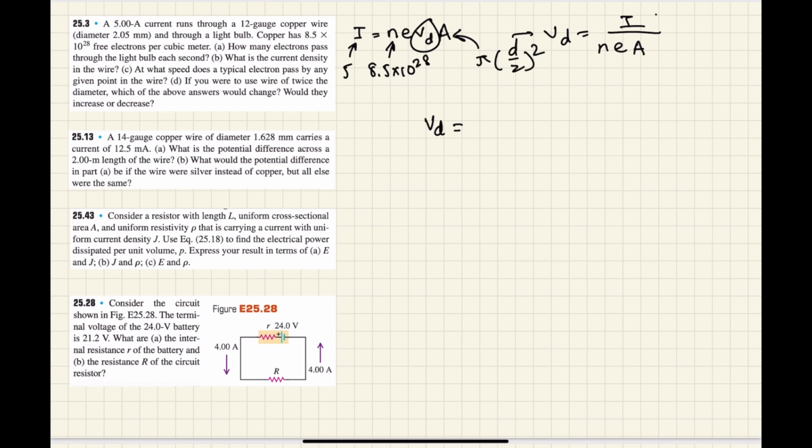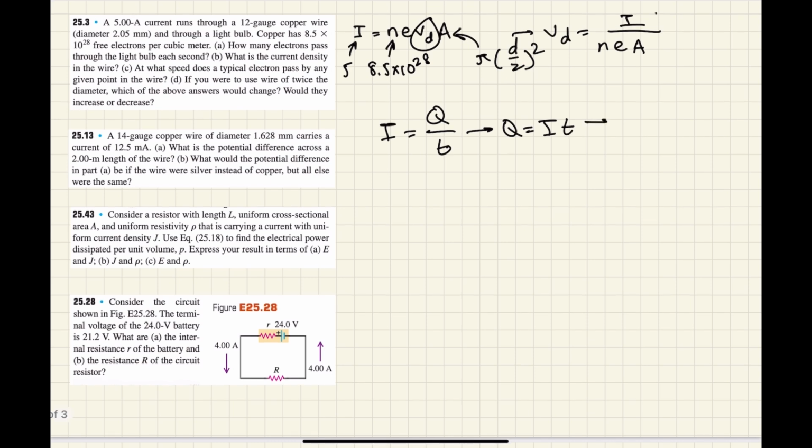let's see. Oh, wait, no, sorry. We're not solving for the drift velocity just yet. That is part C. Instead, we're looking at just current, because current is charge over time, and here we have current is equal to charge over time, so charge is equal to current times time to solve for the charge. That's what we're looking for. This is each second, so it's just 5 amps times 1 second, so it's 5 coulombs.